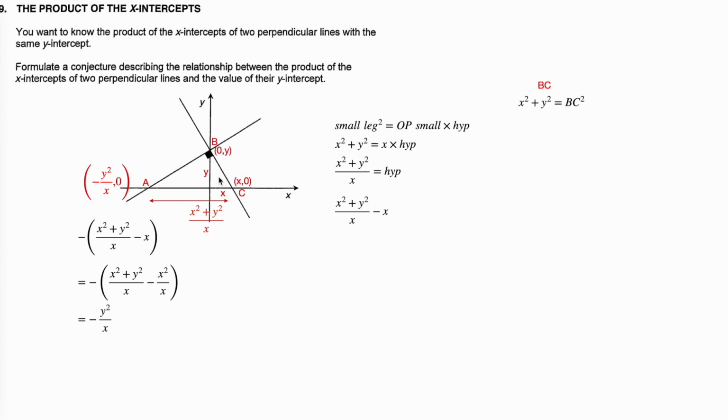Let's multiply the two x-intercepts, which is y squared over x times x. We have negative y squared over x times x. The x's cancel. That gives us negative y squared. The product of the x-intercepts is equal to the negative square of the y-intercept. That is it for the product of the x-intercepts.